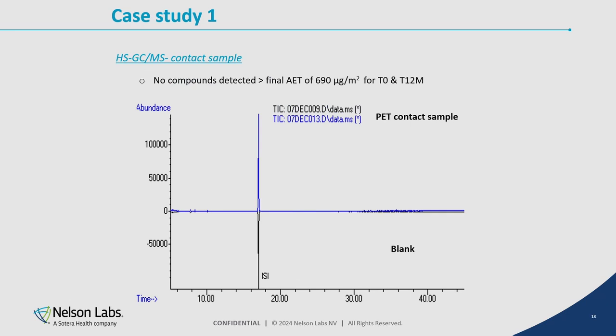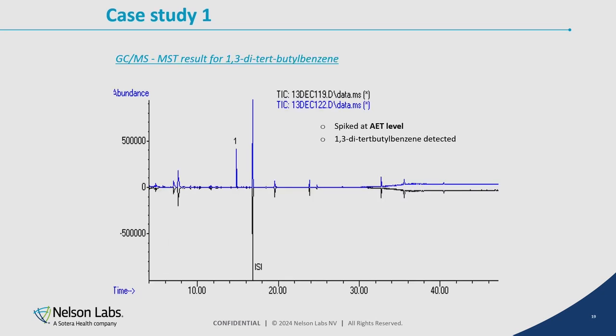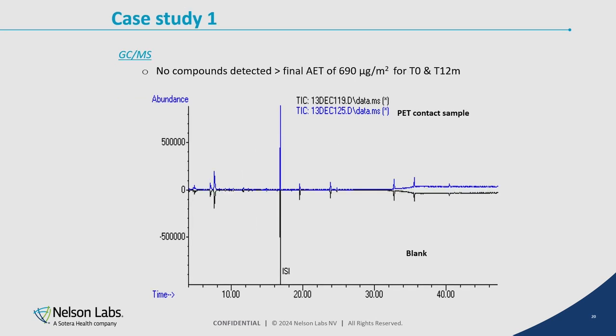And then looking at the contact sample, we did not detect any compounds above the final AET. For GCMS, we were able to detect the same compound also with GCMS. There's often an overlapping zone between the different analytical techniques. So we were able to detect it. So we have proven that our methods are suitable to detect the target compound with our analytical methods.